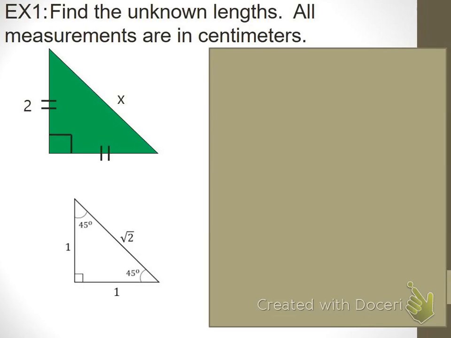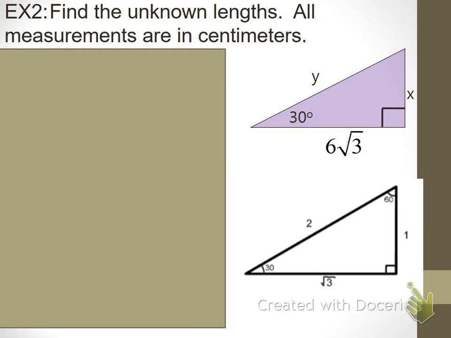All right, so this is a 45, 45, 90 because those legs are congruent. So the legs are over 1, the hypotenuse is over radical 2. 2 over 1 equals x over radical 2. Cross multiply, and x ends up being 2 square root of 2. Okay? All right. Stop the video here, and then start it back up to check your work.